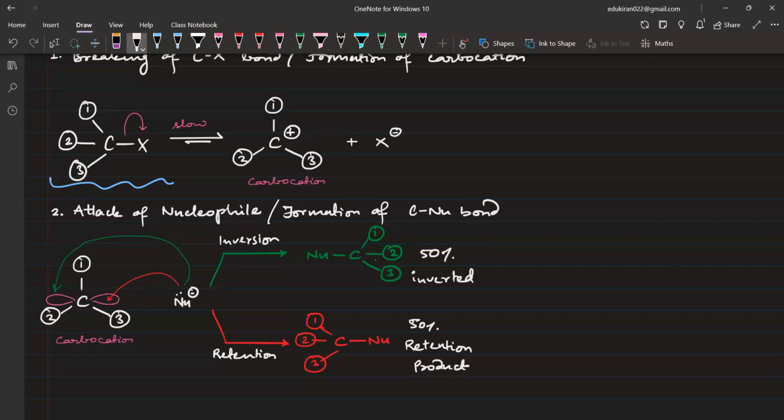Now tell me guys, does this make sense? Yes or no? Please tell me. Krishna Priya, Arsalan, and Mir. Inversion and retention, does this make sense? Yes, sir. Arsalan and Mir, tell me guys. Yes, sir. Okay, fine.